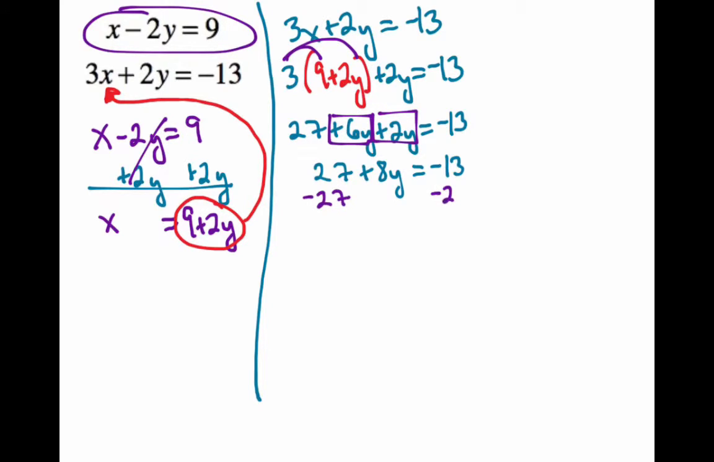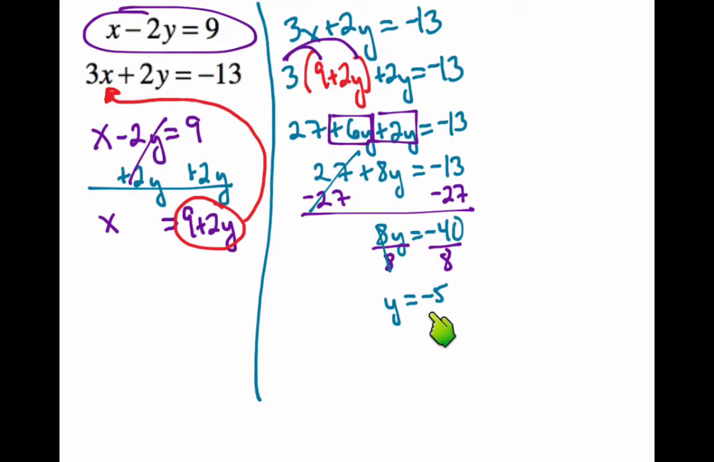Subtract 27 from both sides. I'll end up with 8y equals negative 40. Divide both sides by 8. I have y equals negative 5. Now I have a value for y. I know what y has to be for both of these equations to be true at the same time.